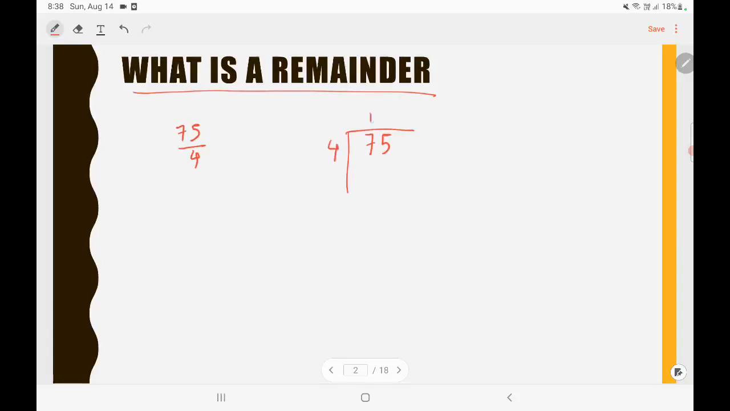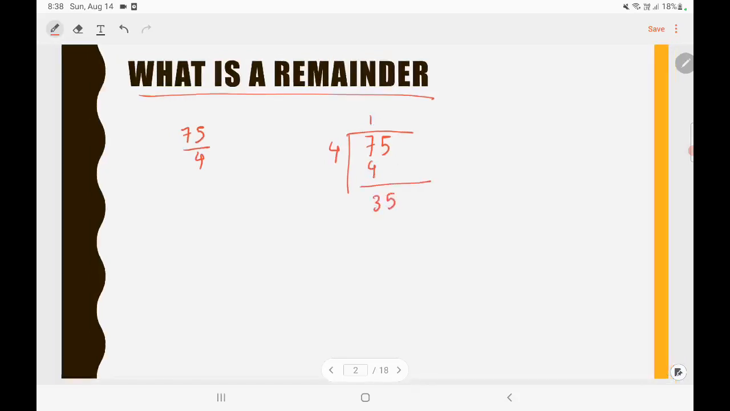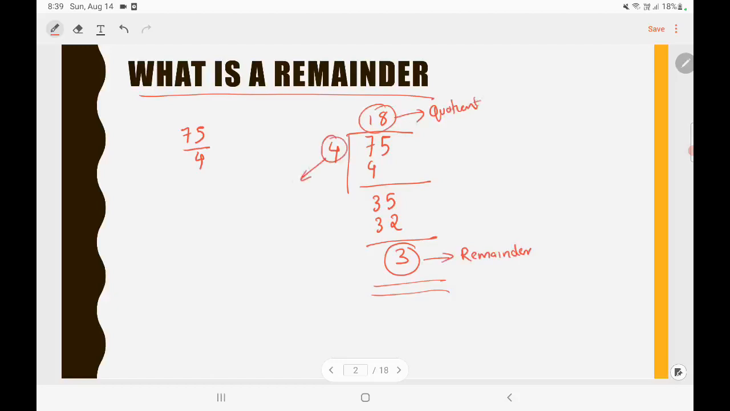So 4 into 1 is 4, then you will get 3, then you will take 5 here, then 4 into 8 is 32, then you will get 3 here, right? In this way, here 3 is called the remainder. So this is the remainder, this is the quotient, this is the divisor, and this is the dividend.